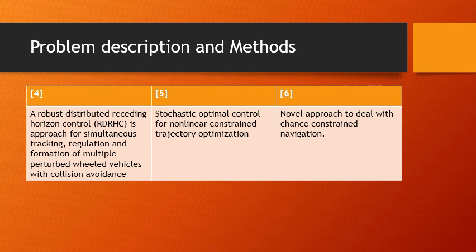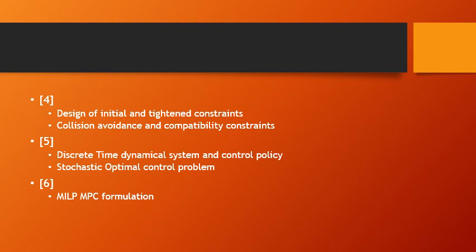Problem description method. A robust distributed receding horizon control (RDRHC) is an approach for simultaneous tracking, regulation, and formation of multiple perturbed vehicles with collision avoidance. Stochastic optimal control for nonlinear constraint trajectory optimization is discussed. A novel approach to deal with chance constraint navigation is discussed in this. Here, the state constraints are dilated by given margins so that a trajectory can be guaranteed to be found even when disturbance causes the state to evolve towards the constraint imposed by obstacles.